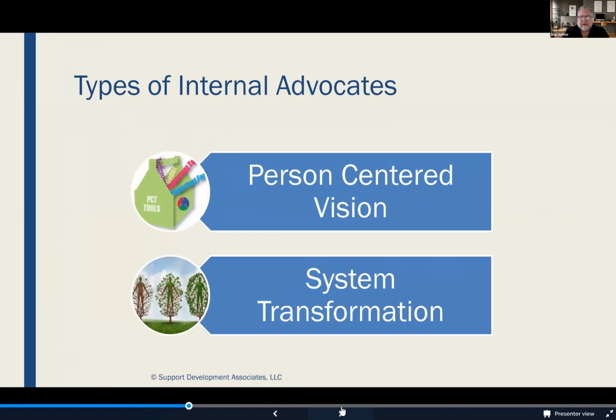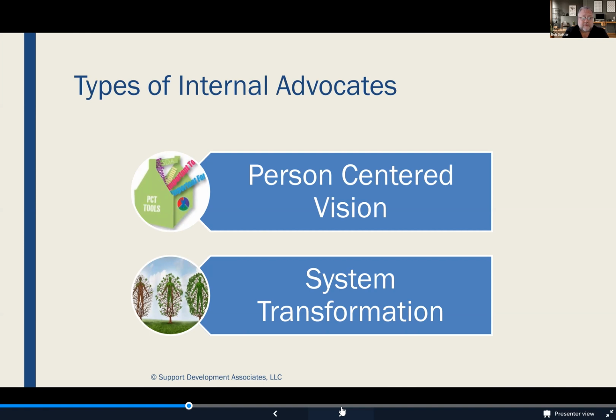So when we think of internal advocates, there really are 2 types that we see within our organizations, within the system structure. There are those who really are the champions of person-centeredness and really want to move things forward in line with the vision that we have in our organizations or in our system. And then there are advocates who really are focused on system transformation and really thinking about what we can do to move the entire system forward.